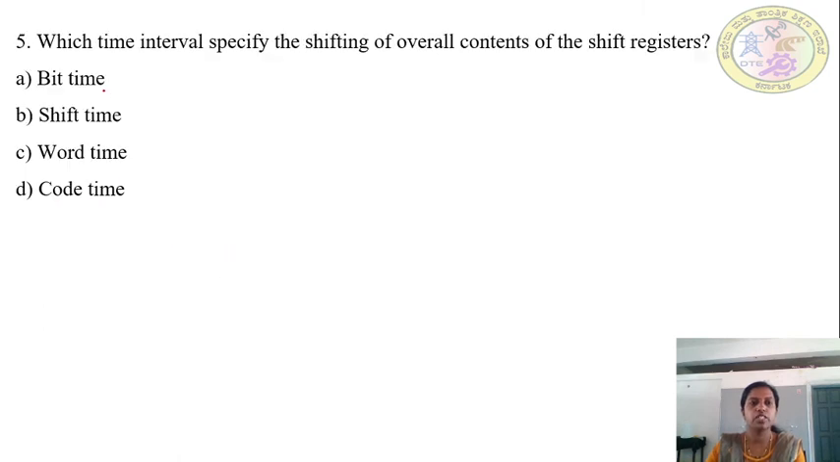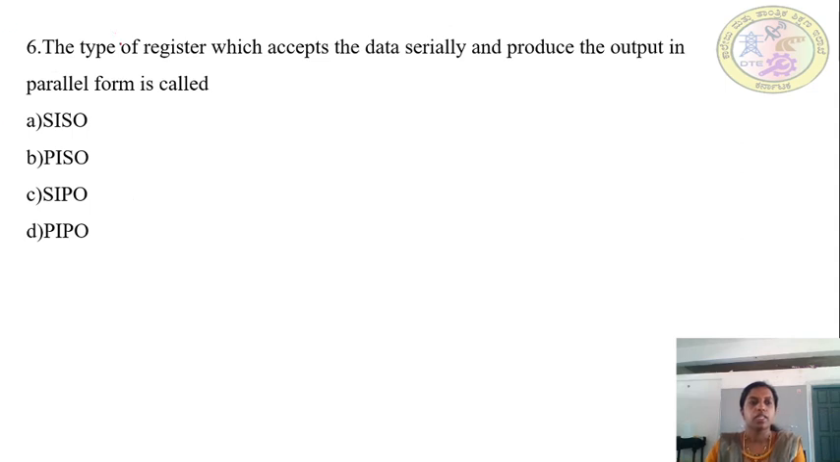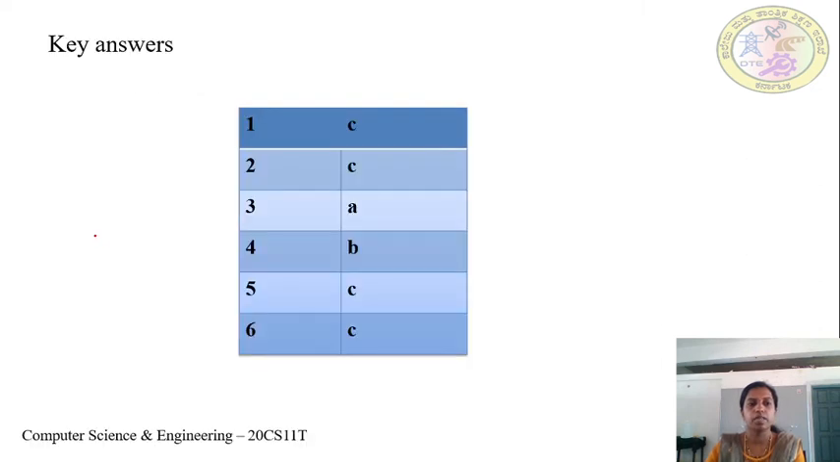Fifth question. Which time interval specifies the shifting of the overall contents of the shift register? A bit time, B shift time, C word time, D code time. Answer is C, word time. Next question. The type of register which accepts the data serially and produces the output in parallel form is called: A SISO, B PISO, C SIPO, D PIPO. Answer is C, SIPO.